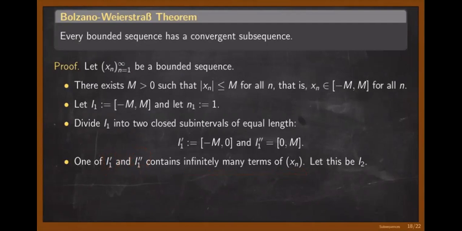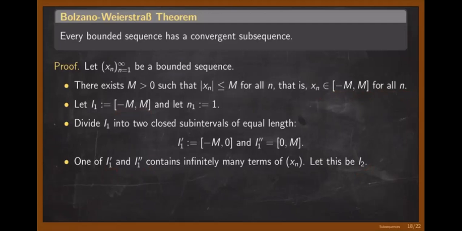Why? Kasi if they both only have finitely many terms, ibig sabihin nun, ang union na itong dalawa si I1, ibig sabihin nun, I1 will only contain finitely many terms of x sub n, which is not, kasi lahat ng terms or all those infinitely many terms are here. Kaya hindi pwedeng parehas finite lang ang laman nitong dalawa. One of them must contain infinitely many terms. Kung sino yung mananalo dun sa dalawa, or pwede kasing parehas silang may infinitely many terms, mamili ka lang ng isa. Tawagin mo yun as I2.